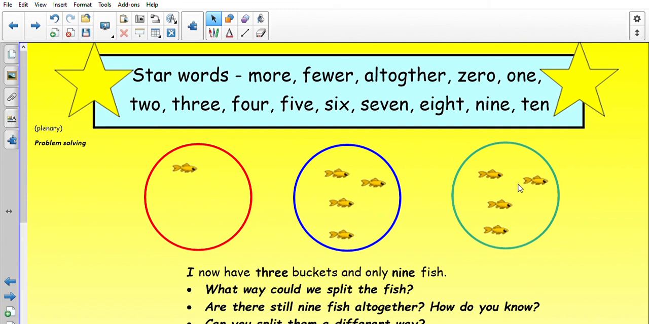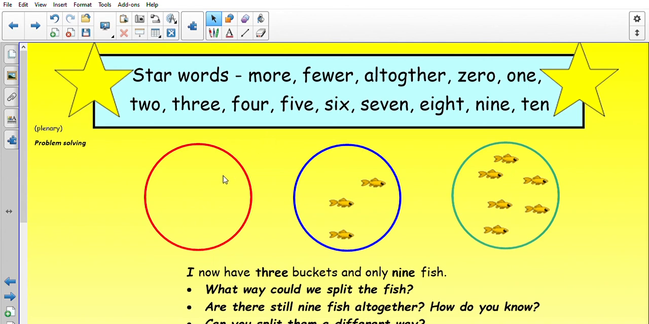But is it still 9? Yes, it is, because we haven't changed the amount of fishes, have we? We've just moved them into different places. I wonder if I get this one to swim over here now, and maybe this one to swim over here. How many fishes have I got now? 9. 9 altogether. You're right. And how did you know that? Because I didn't take any away, did I? I didn't make any fewer, and I didn't add any more. There are still 9 altogether.